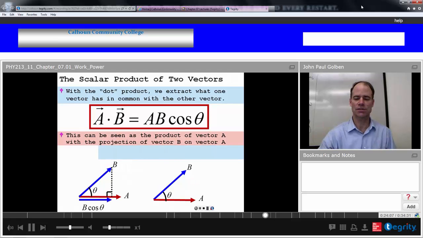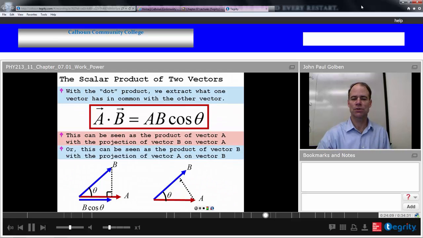Or vice versa, if I were to project what A has in common with B, looking at the same right triangle, I would have A being the hypotenuse of that triangle. This side is A cosine theta, and A cosine theta is what's in common with vector B. In other words, the dot product is A cosine theta times B. Either way you look at it, it's the same. A times B cosine theta.